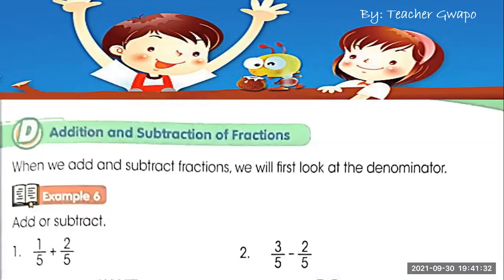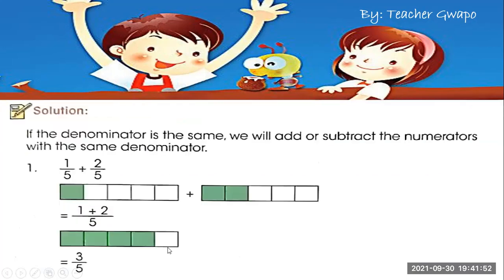Now, when we add and subtract fractions, we will first look at the denominator. If the denominators are the same, it's easy to add or subtract. Here, add 1 over 5 and 2 over 5. 1 over 5 plus 2 over 5, the same denominators, so we just add the numerators, the numbers on the top. 1 plus 2 is 3. Copy the denominator and put it under. So that is 3 over 5.